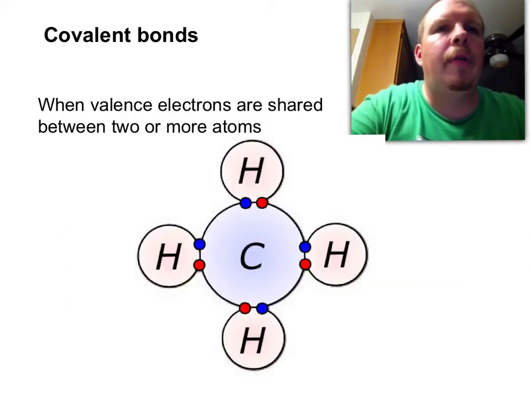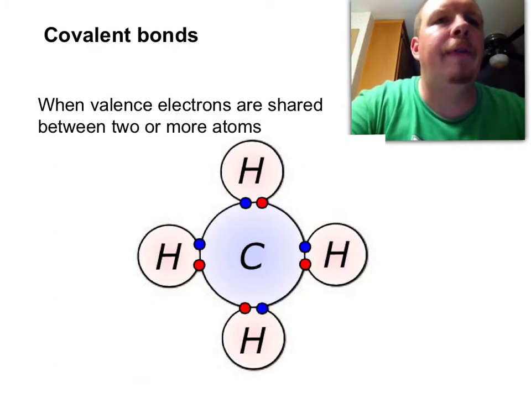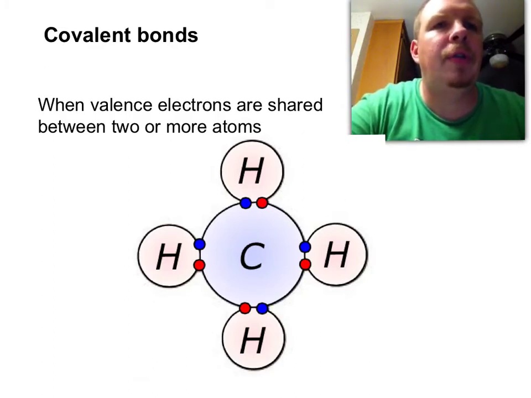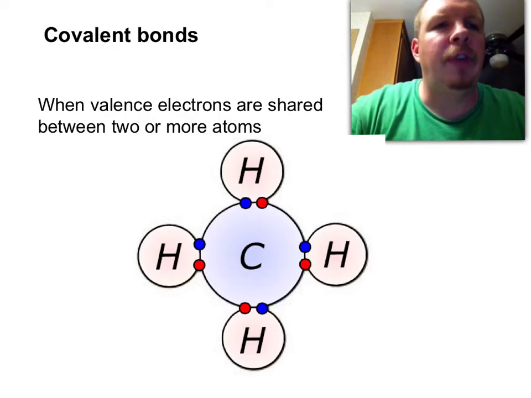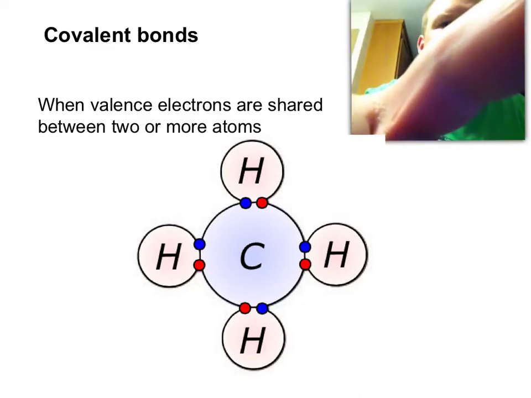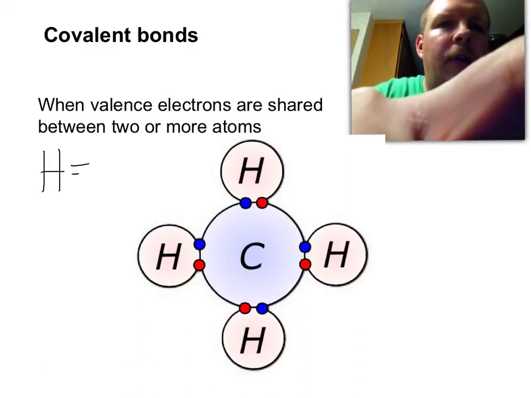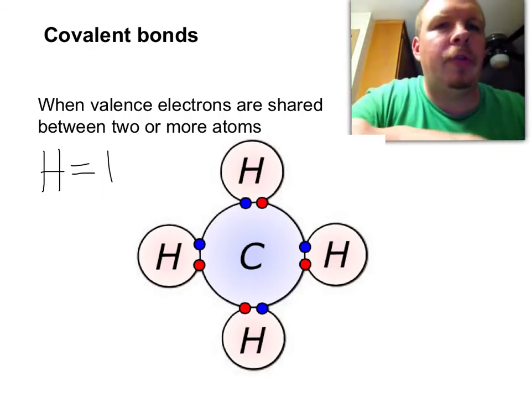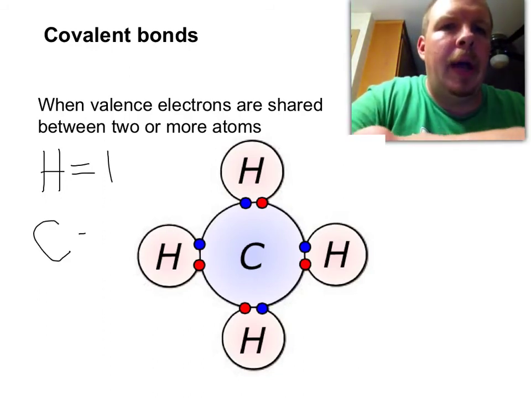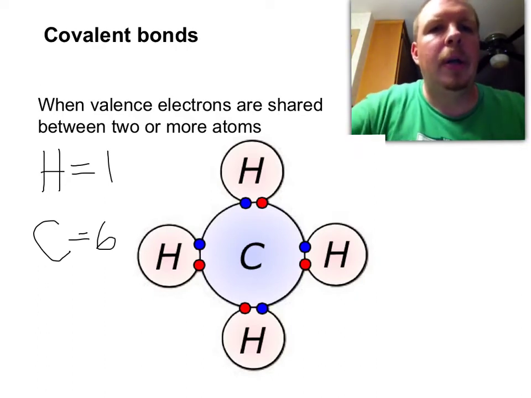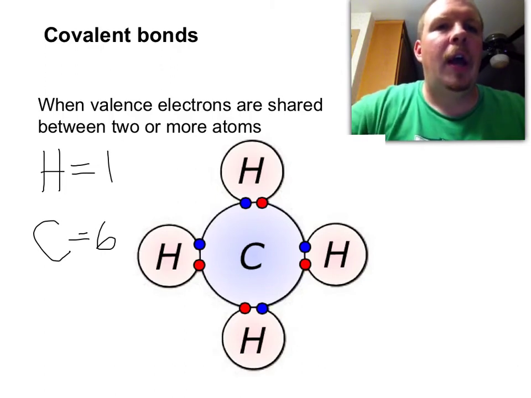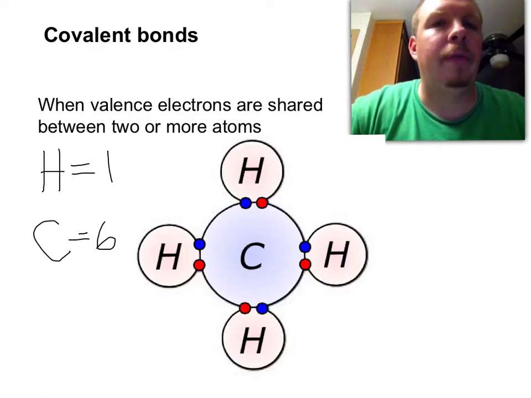All right, so covalent bonds occur when valence electrons are shared between 2 or more atoms. So if we look in this picture, this is called methane, CH4. If you look in the periodic table, hydrogen has 1 electron, and carbon has 6 electrons. So the atomic number of hydrogen is 1, the atomic number of carbon is 6, and hydrogen, because it's in the first row, wants a total of 2 electrons.